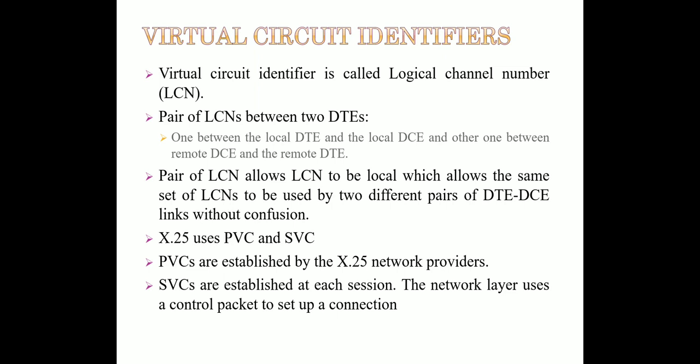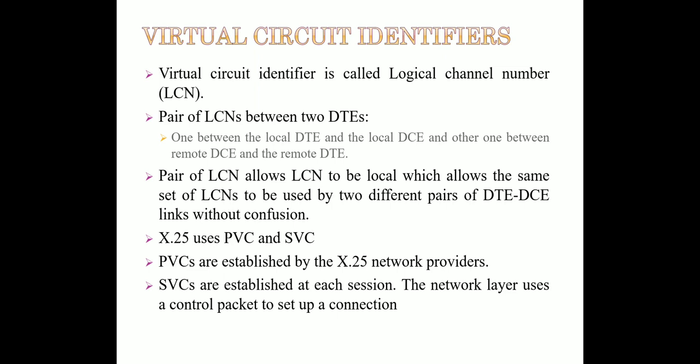X.25 also uses virtual circuits, and it uses PVC and SVC. PVC is a permanent virtual circuit, and SVC is a switched virtual circuit. A permanent virtual circuit is provided by network providers. Permanent virtual circuit means it's like a leased line, a permanent connection between the two users. An SVC has to be established whenever you need to transmit some data. So the network layer uses a control packet to set up a connection.